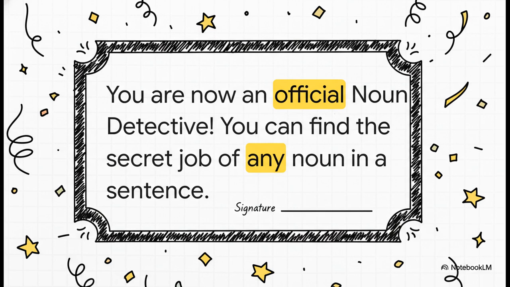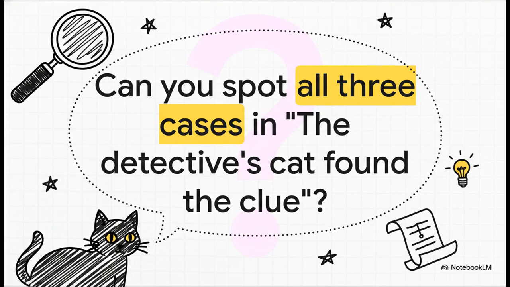Your training is complete. Congratulations, because you are now an official noun detective, fully equipped to figure out the secret job of any noun you find. But before we go, here's one last challenge to test your new skills. Take a look at this sentence. The detective's cat found the clue. Can you see the owner, the doer, and the receiver all working together here? Give it some thought. Case closed.